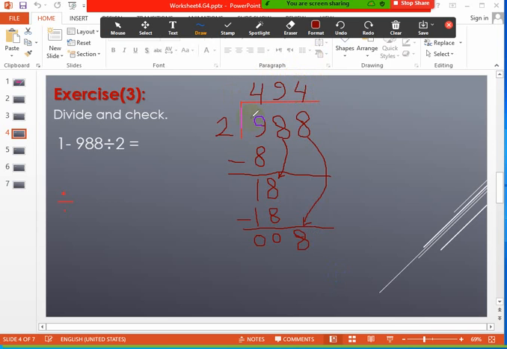Now, 4 multiplied by 2 equals 8. Now I will subtract 8 minus 8, 0. There is no remainder with me, right? Okay, tell me.